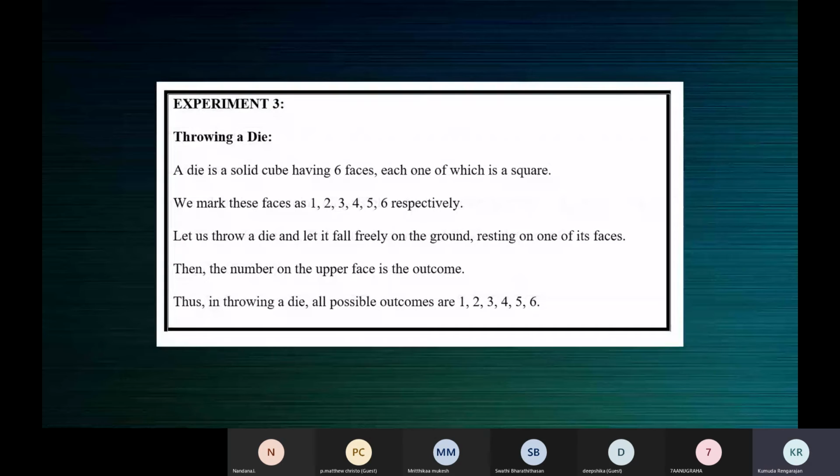Throwing a die is a random experiment. Take a screenshot. So when you throw a die, you will get a 1, 2, 3, 4, 5, or 6.